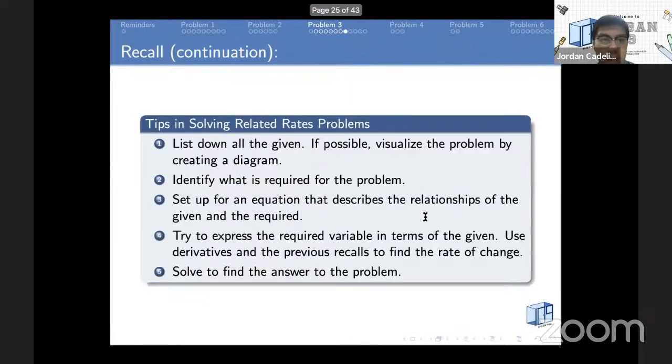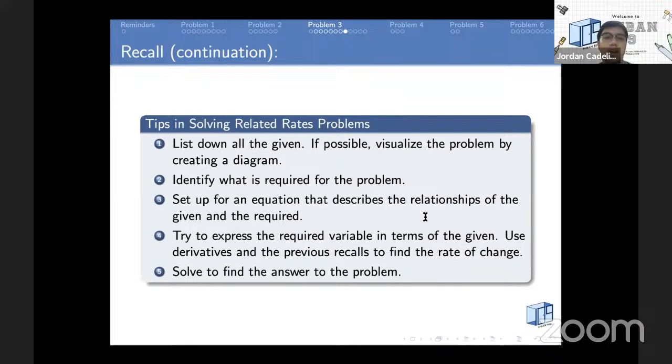So now, let's proceed to the last part, which is solving related rates. Related rate problems are problems where we just apply rates of change and rectilinear motion. So, here are some tips that might be helpful in solving this.